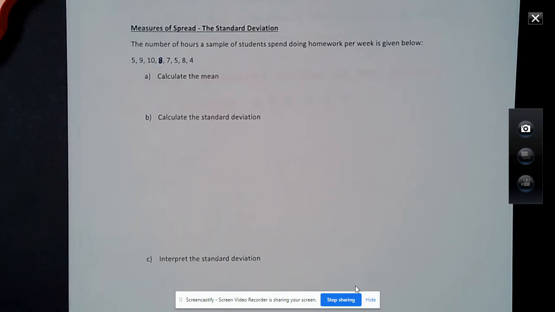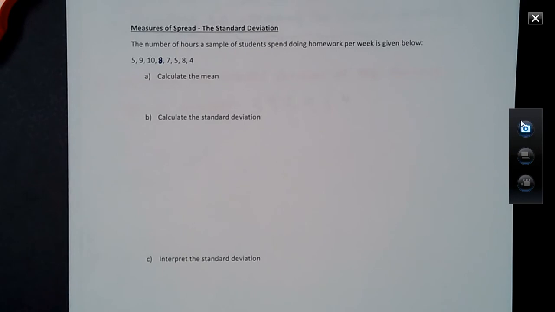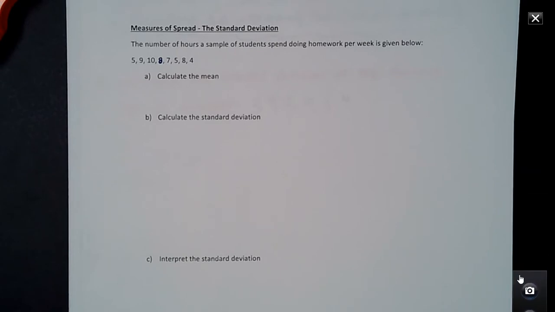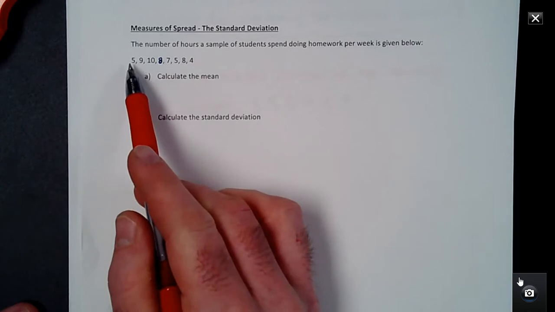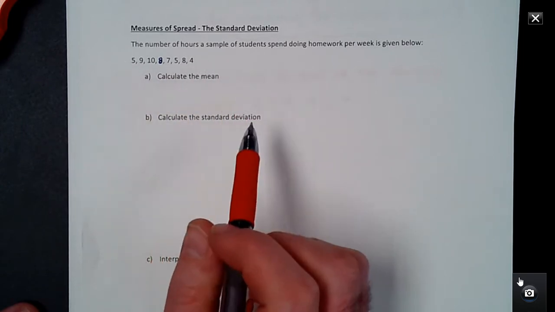Hello everybody. In today's video, I'm going to be showing you how to calculate the standard deviation. Now the standard deviation is basically a measure of spread. It describes how spread out certain data is. So in this example, the number of hours a sample of students spend doing homework per week is given below. And you can see that we have 8 different values right there.